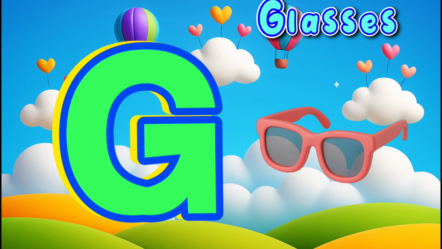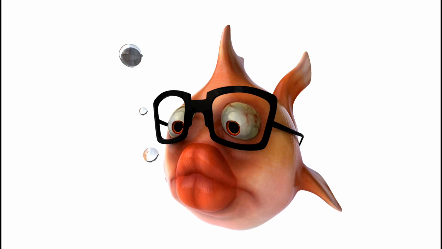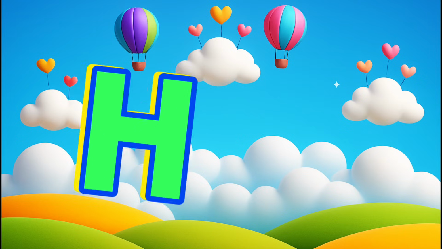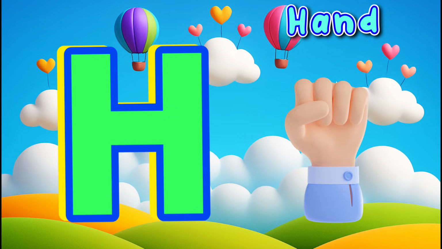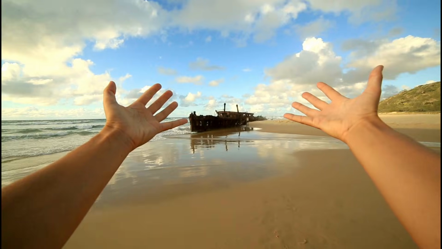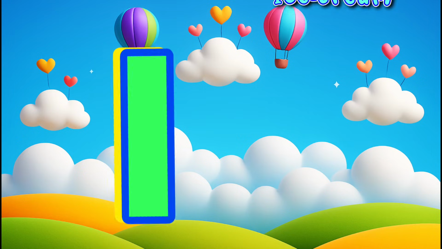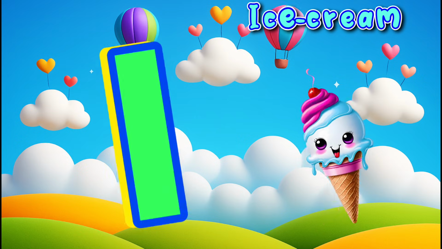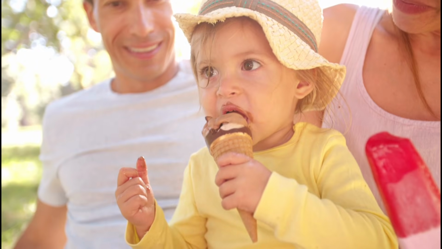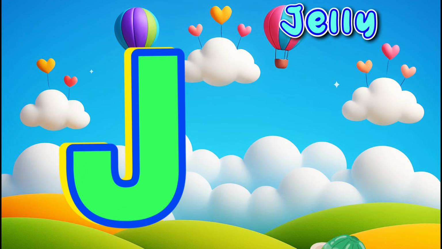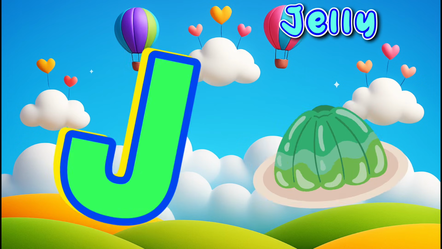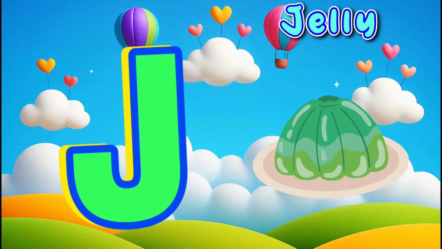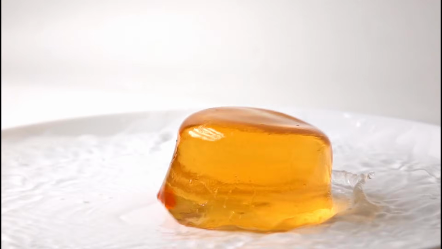glasses, glasses. Gray glasses. H is for hand, hand, hand. Clapping hand. I is for ice cream, ice cream, ice cream. Yummy ice cream. J is for jelly, jelly, jelly. Wobbly jelly.